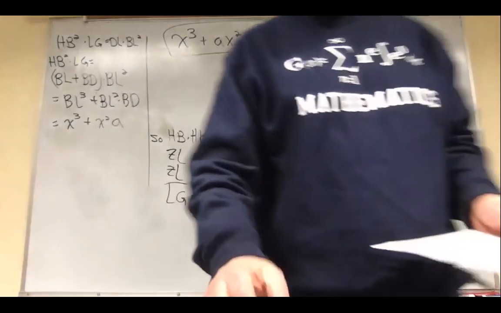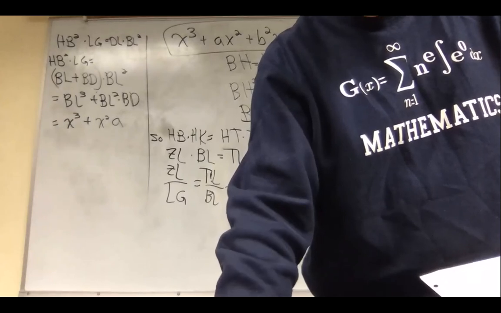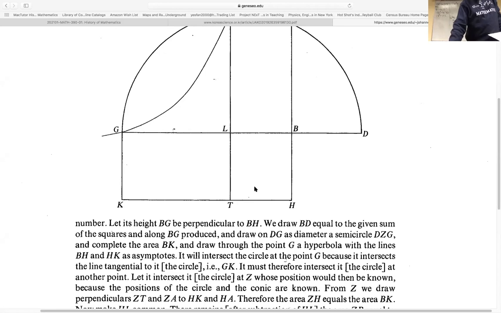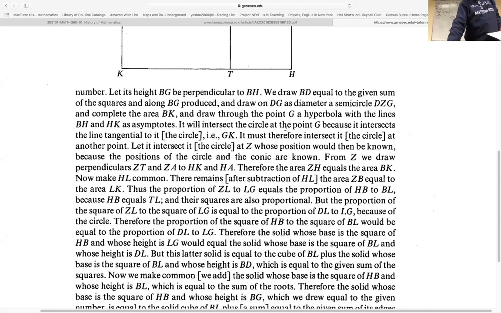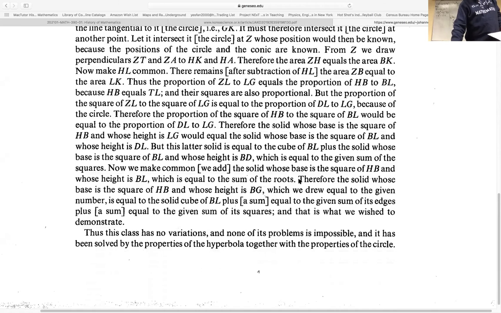Let's see what he does to finish things off here, because he is almost done. All right. Therefore, the solid, and which is equal. There we go. But this latter solid is equal to the cube of BL plus the solid whose base is the square of BL and whose height is BD, which is equal to the given sum of the squares. All right. So BD, and he's reminding us that BD was the sum of the squares. That is how many squares there are, which was A.